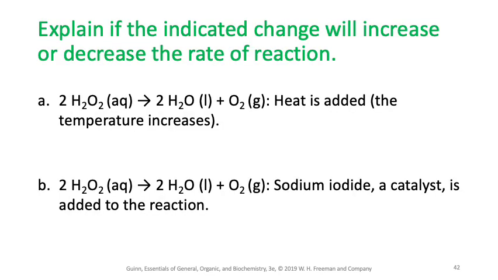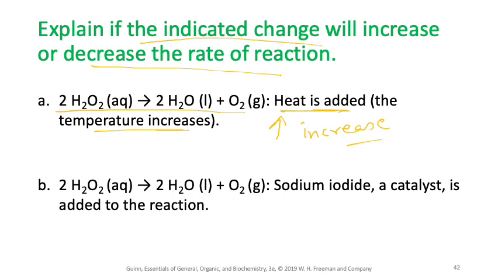Let's try to do some problems based on the concept that we just learned. The problem says: explain if the indicated change will increase or decrease the rate of the chemical reaction. If this is the chemical reaction going on, and if heat is added to this chemical reaction, or you can say the temperature increases, what's going to happen? We just learned if we increase the temperature or if we heat the chemical reaction, the rate of the chemical reaction will increase, right? So in this case it will increase.